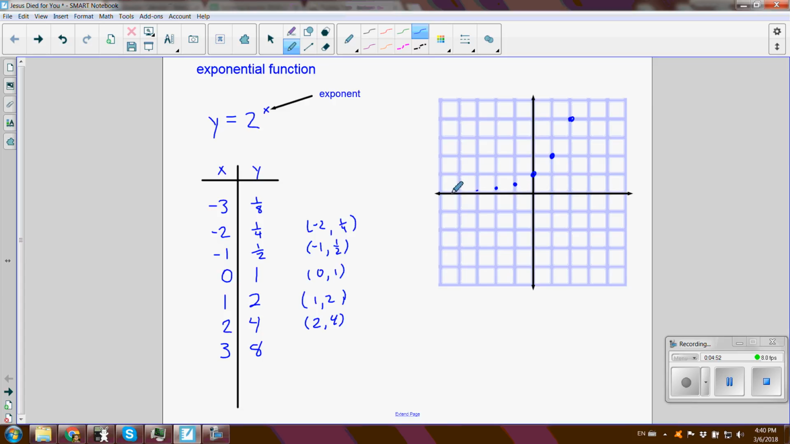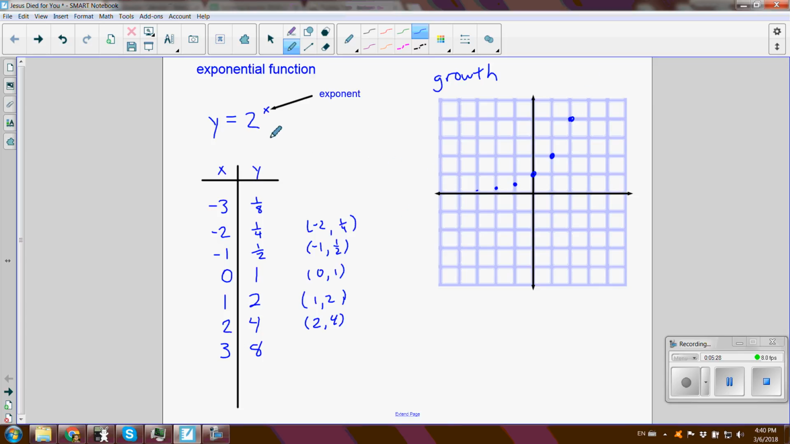I'm not even going to attempt to connect those dots, but it would be a curve that would swoop up like that. The actual function will be a curve shaped through those points right there. And that's an exponential function. Now, this particular exponential function is called a growth function because as x gets bigger, the output grows. As the input increases, the output grows.